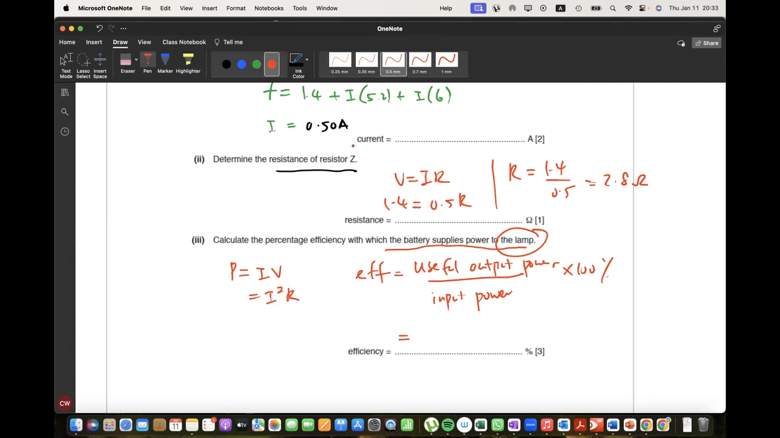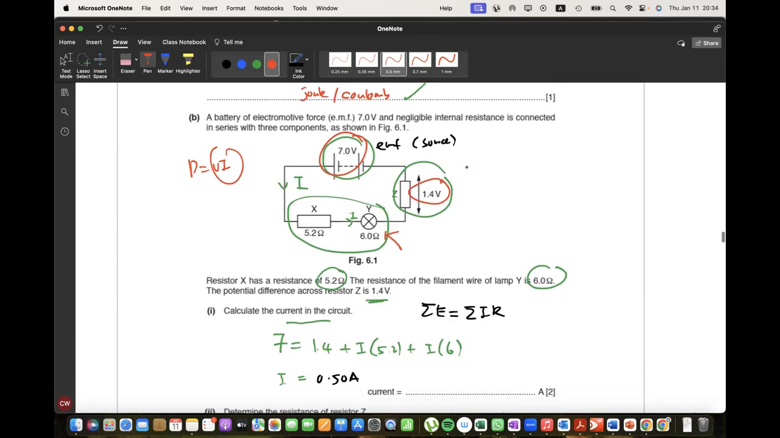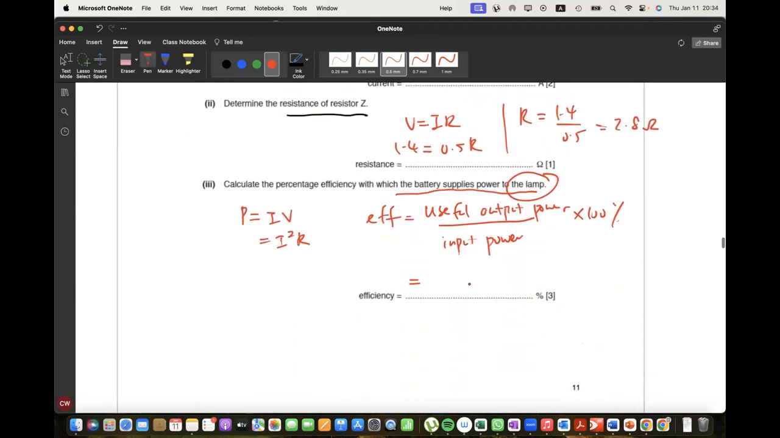How much is it? The input power depends on this number multiplied by the current, right? This power is VI. V you know already, I is 2.5. Can you get a percentage? Yes, 43%.